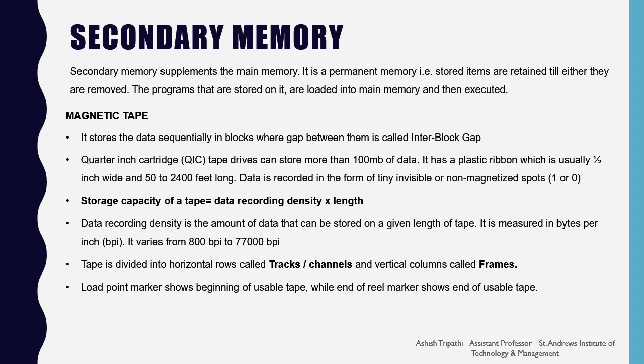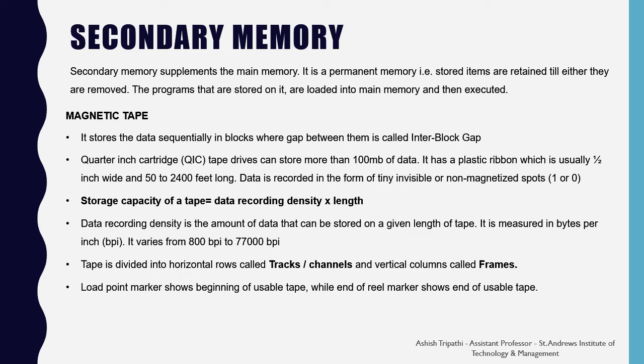The first secondary memory is magnetic tape. Magnetic tape stores the data sequentially in blocks, where the gap between them is called the inter-block gap. Quarter-inch cartridge (QIC) tape drives can store more than 100 MB of data, and the tape has a plastic ribbon which is usually half-inch wide and 50 to 2400 feet long. Data is recorded in the form of tiny magnetized or non-magnetized spots, that is 1 or 0.